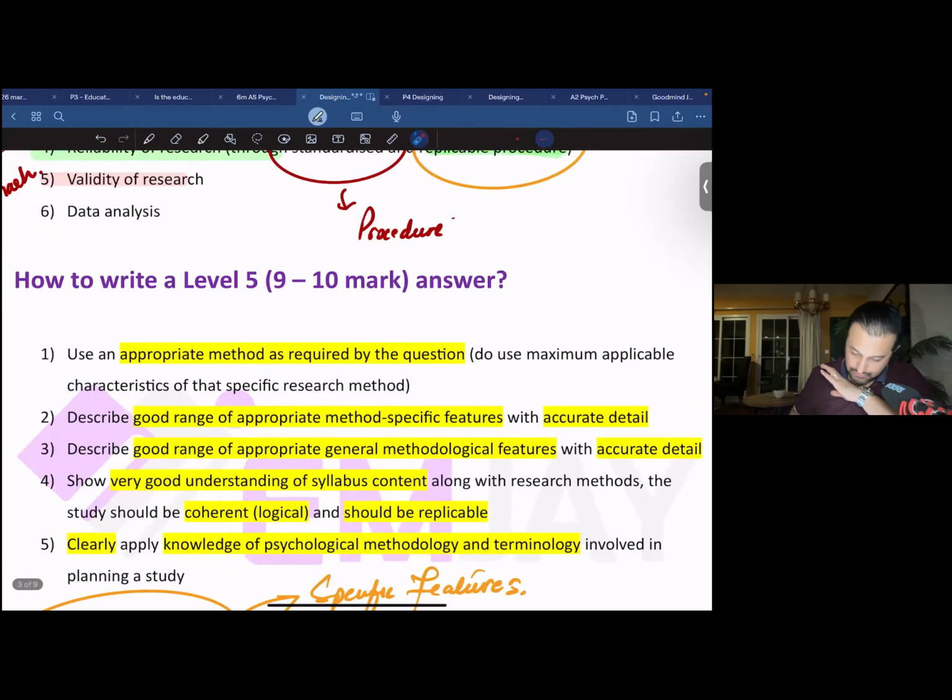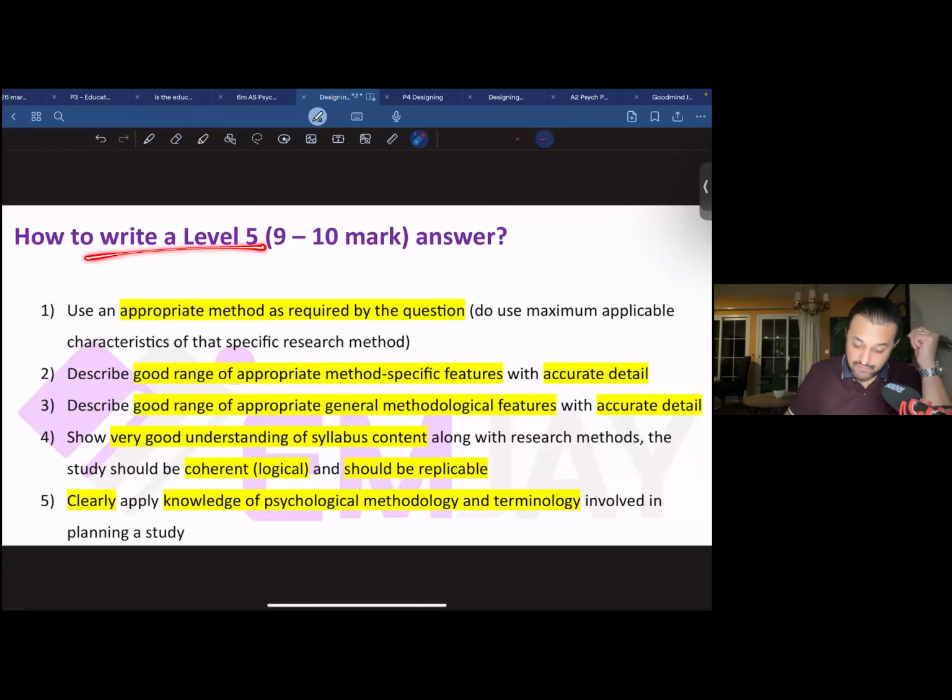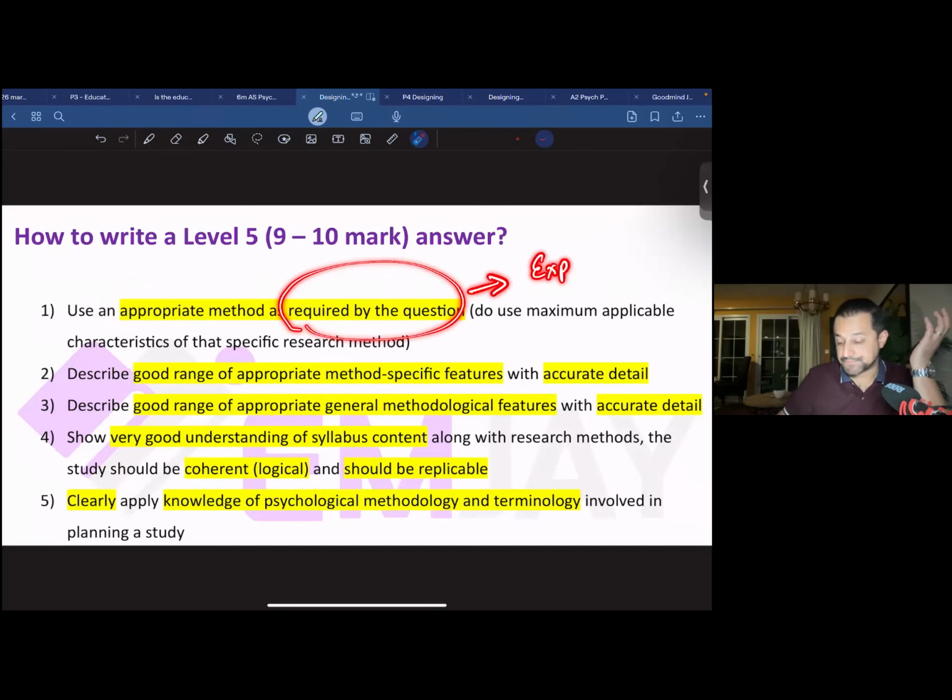So yeah, how to write a level 5, that is 9 to 10 mark answer. 5 points that I want you all to keep in mind. Number one, use an appropriate method as required by the question. Of course, this is about level 5, but if you want to score anywhere from level 2, 3, or 4, you need to make sure that you're using an appropriate method, the method that has been required by the question. And based on the question that we discussed, the examiner expected you to plan up an experiment.